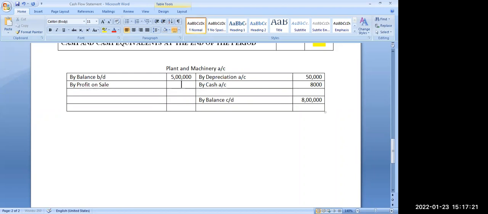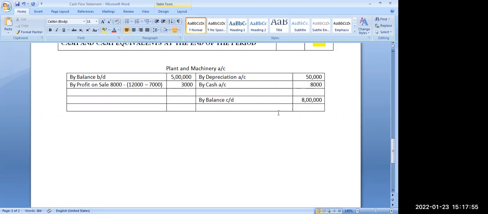How much is it? 3,000. How is it 3,000? Originally 12,000. From that we minus 7,000 rupees of depreciation. Then we sold it for 8,000. That is why it is a profit. Just for your understanding, writing it here is not compulsory. 8,000 minus 5,000.